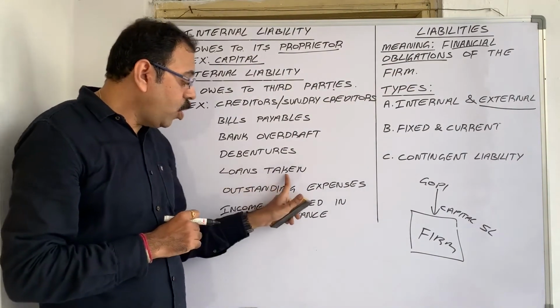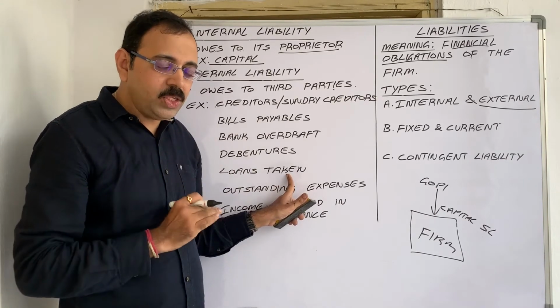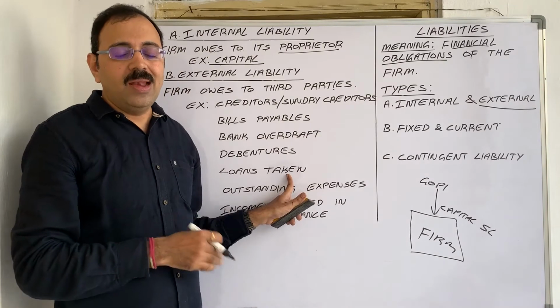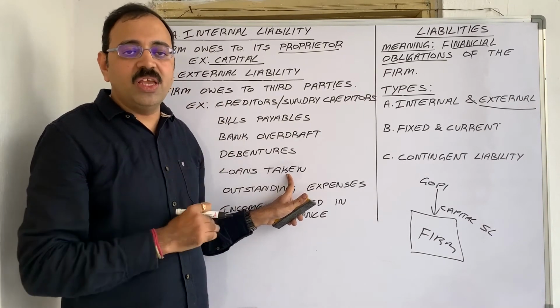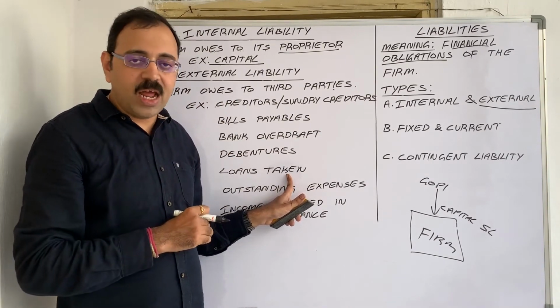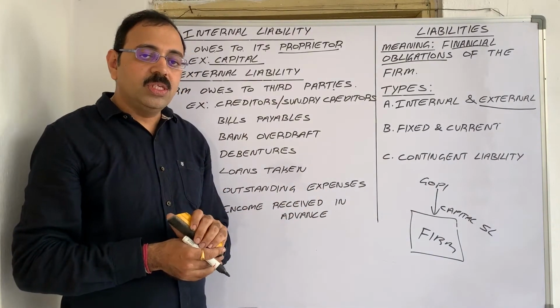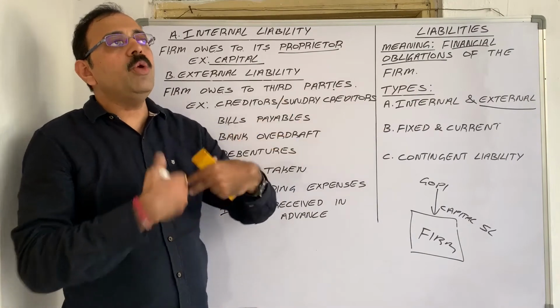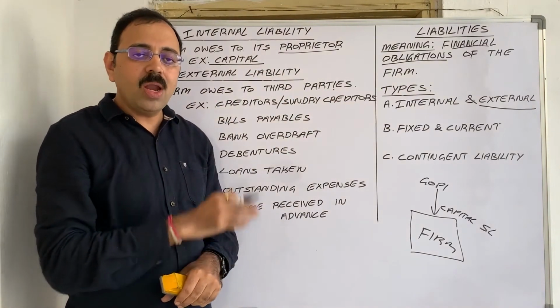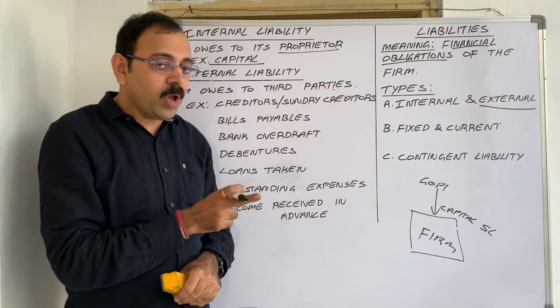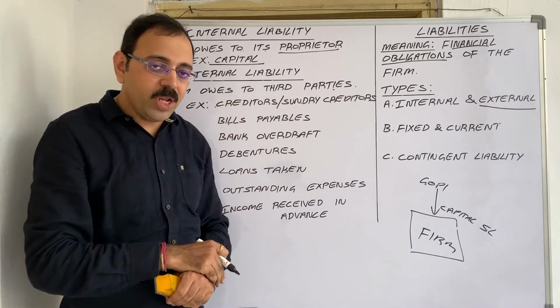Next one is loans taken from banks or from any other financial institutions like IDBI, IFCI, UTI, etc. Then outstanding expenses. Say to an employee we have to pay salary. It is called outstanding salary. To whom are we liable? To the employee. Employee is a third party only, no?